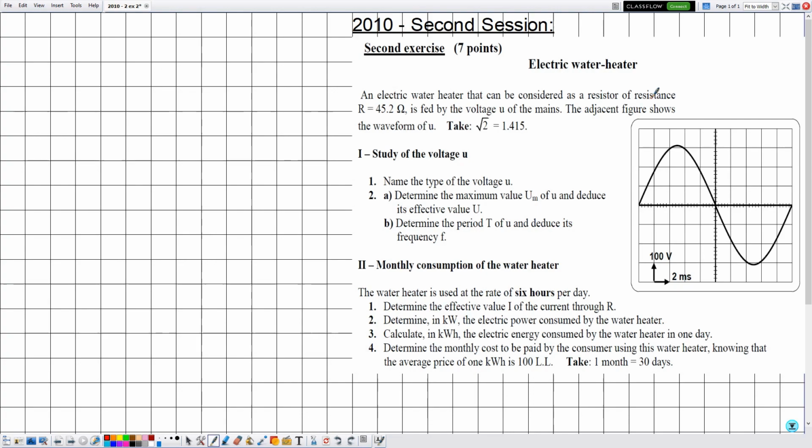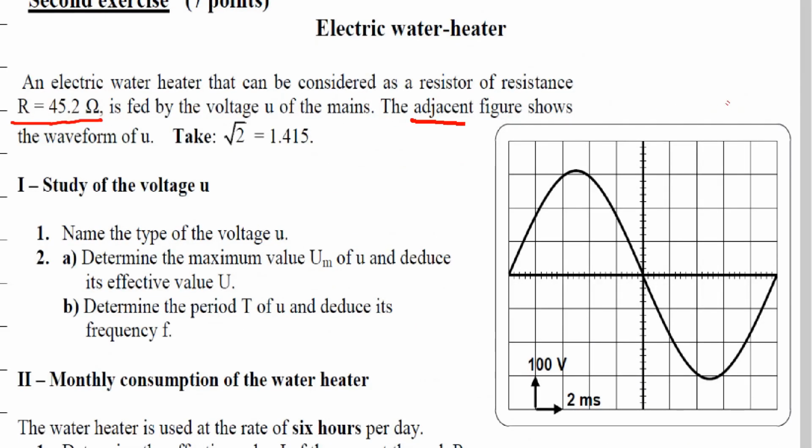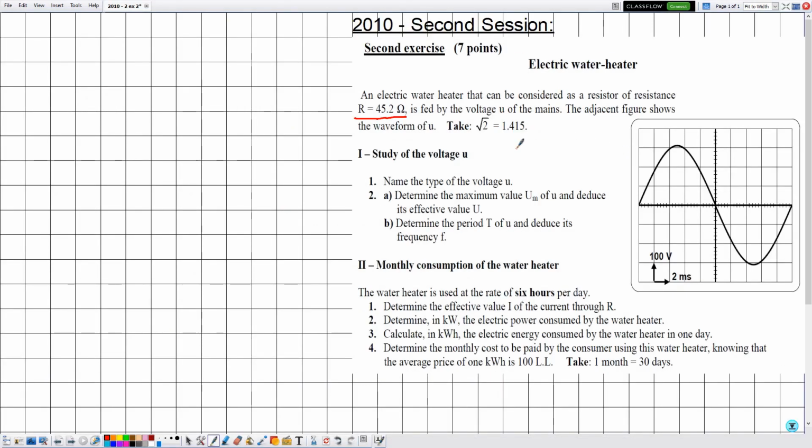An electric water heater that can be considered as a resistor of resistance R equal to 45.2 ohms is fed by the voltage U of the mains. The adjacent figure, they mentioned this figure, then now we can use it. The waveform of U takes square root of 2 equal to 1.415.